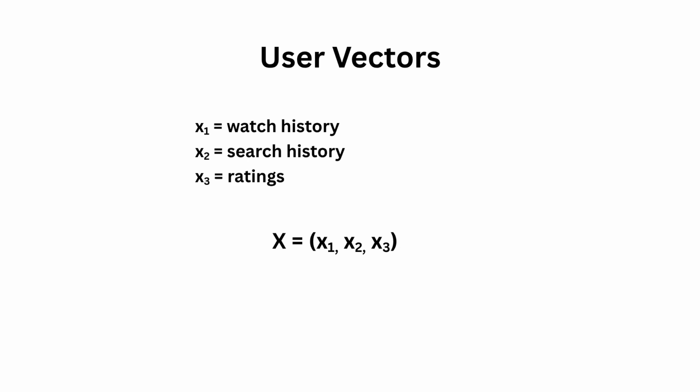To represent users, we take a mathematical snapshot of their past behavior, capturing features such as watch history, search history, and their ratings. Each user will be represented by a vector, which is a list of numbers.